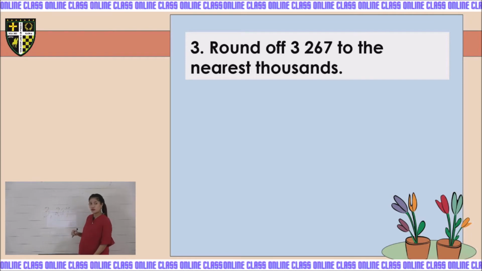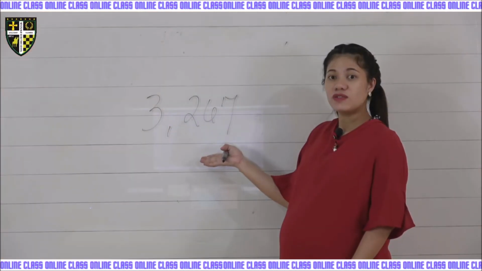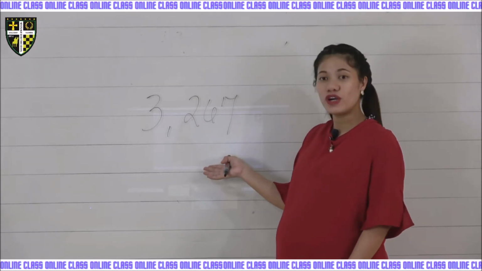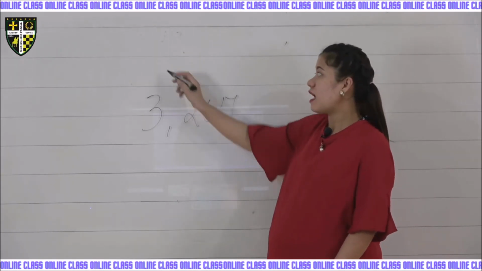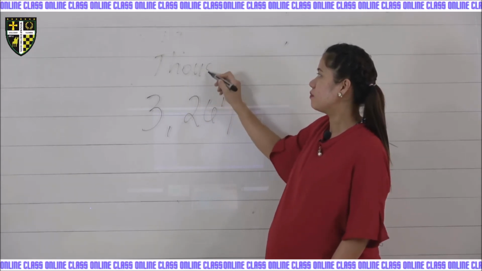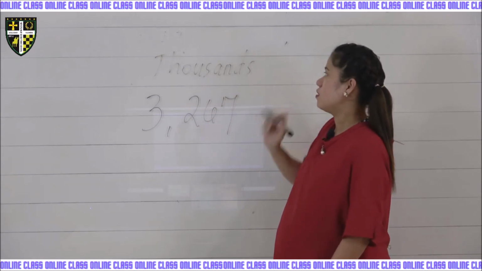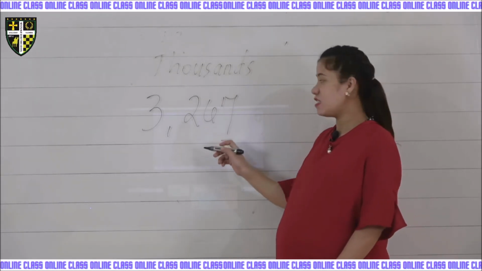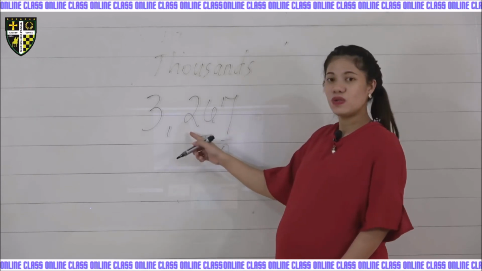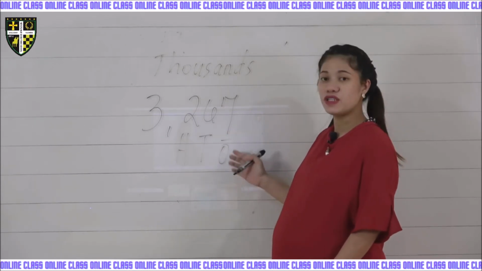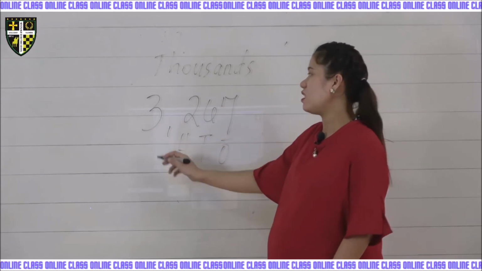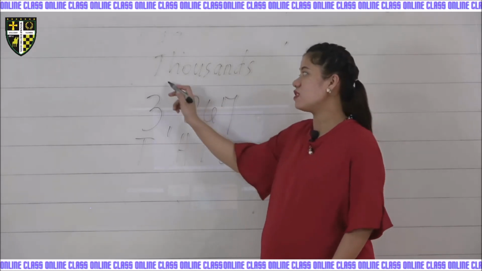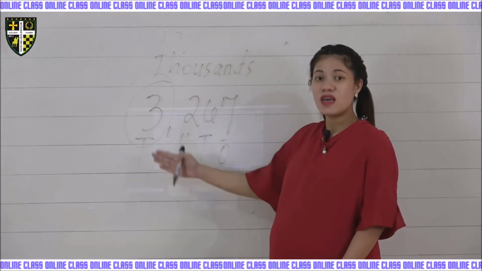3,267. Can you see it, kids? So we are looking at the thousands place. So 7 is the ones place, 6 is the tens place, 2 is the hundreds place on the first unit period, and then 3 is the thousands place. So let's focus on the thousands place, which is 3.